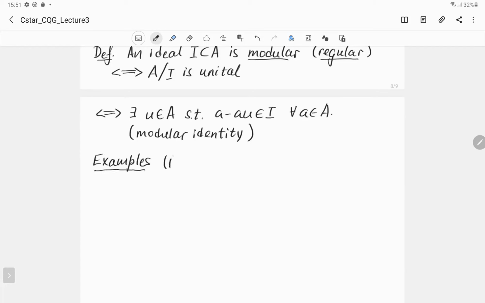First of all, it's clear from the definition that the zero ideal is modular if and only if A is unital. And actually, in this case, all ideals are modular.